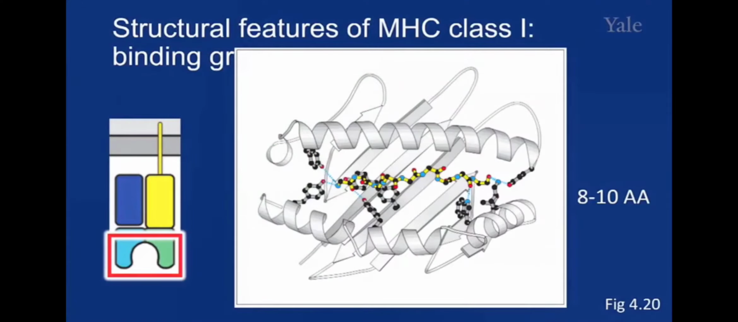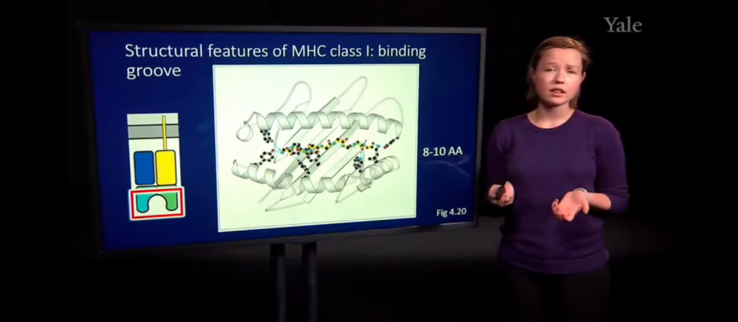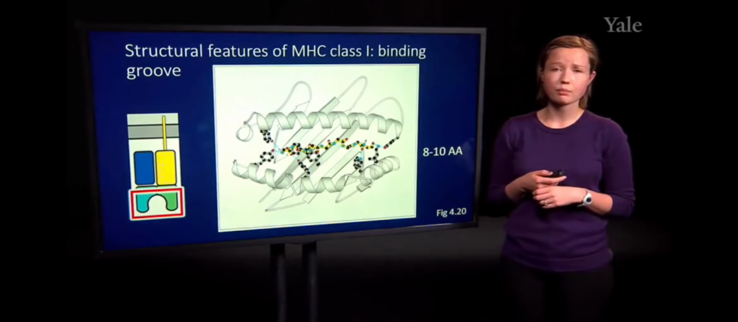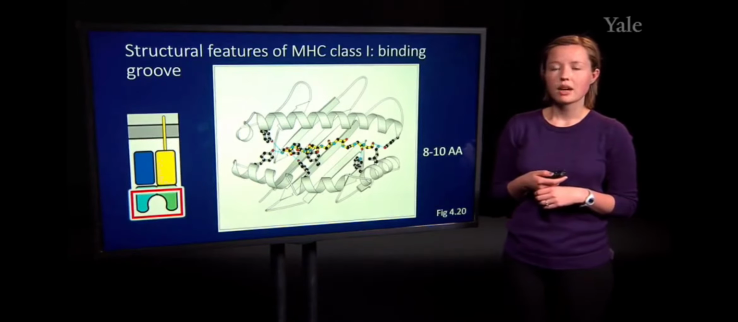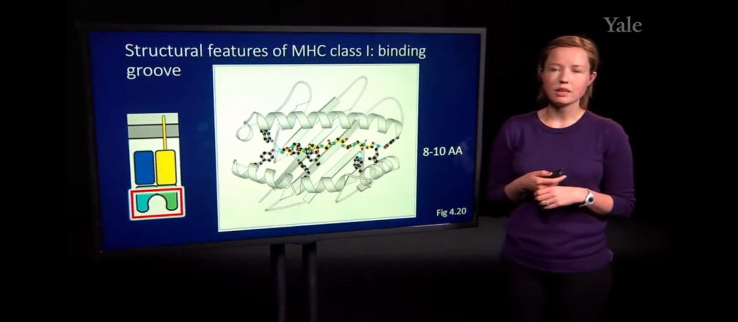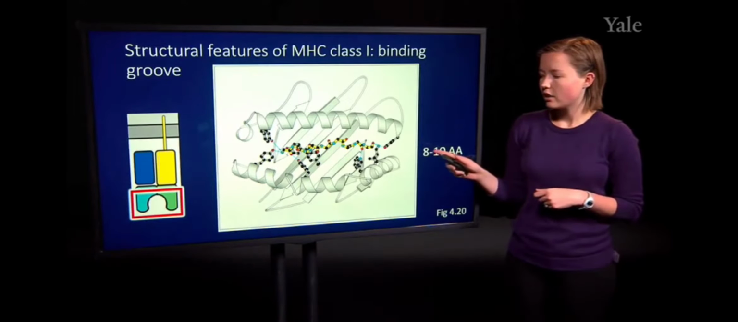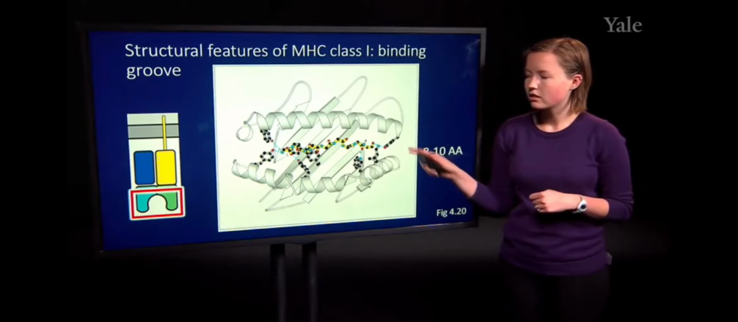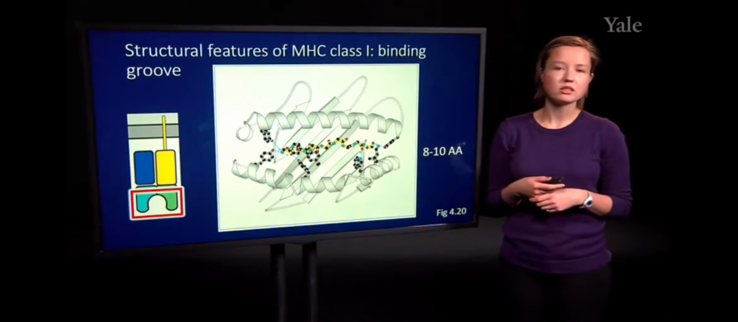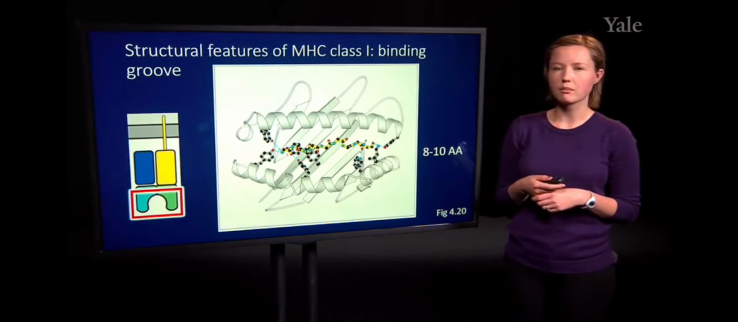Something that you can appreciate from this photo is that the ends of the peptide binding groove are relatively closed when it comes to MHC Class 1, and MHC Class 1 actually does have a preference for binding peptides that are 8 to 10 amino acids long. And so you can see how this is a little bit restricted, and this will differ from the interactions with MHC Class 2, which we will come to see.